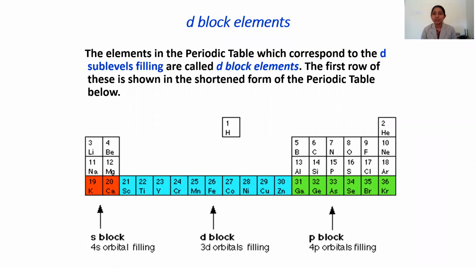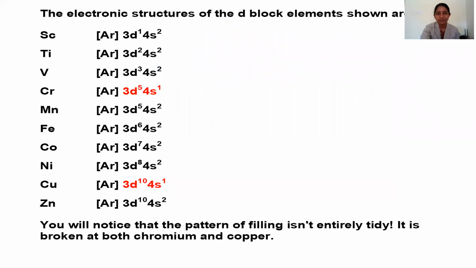So here is a pictorial representation of the shortened form of the periodic table. The elements in the periodic table which correspond to the d sublevels filling are called d-block elements. Here you can see the first row of these in the shortened form of the periodic table, from atomic number 21, that is the element scandium, to zinc. Here the d-block elements are represented.